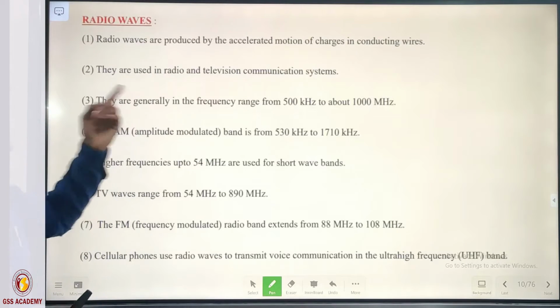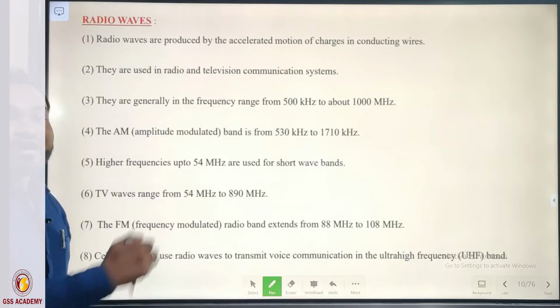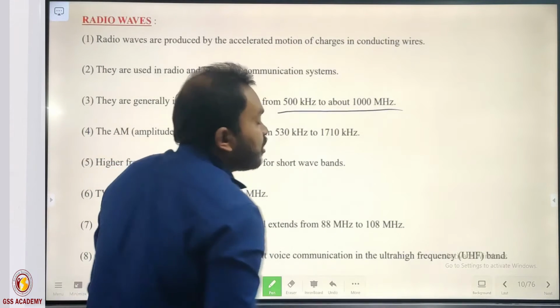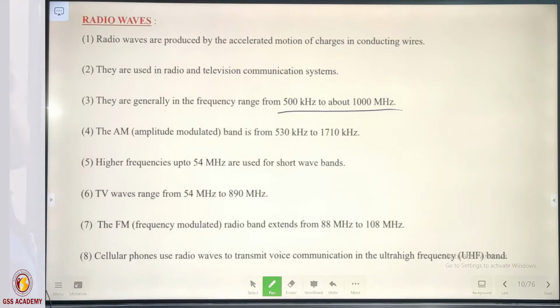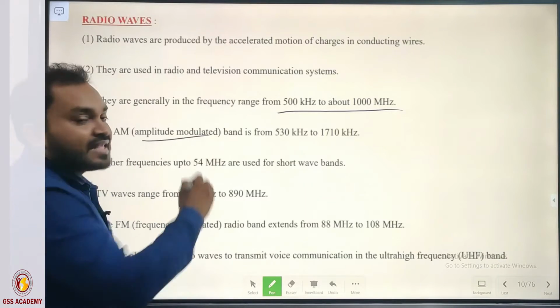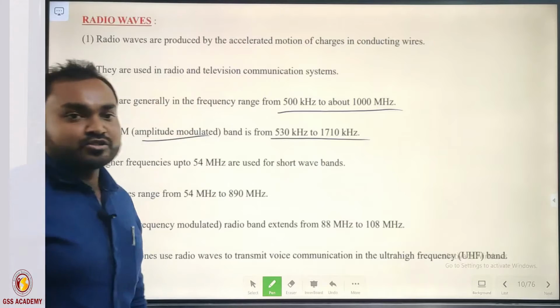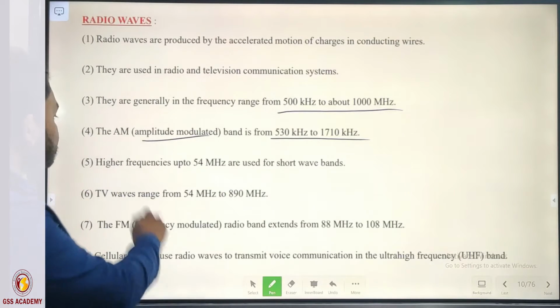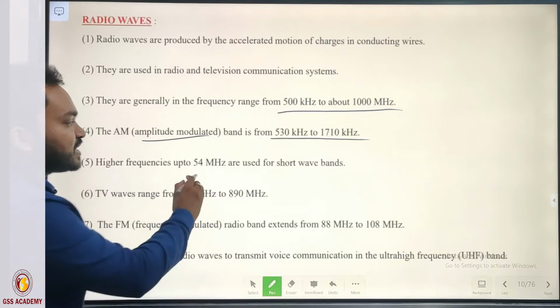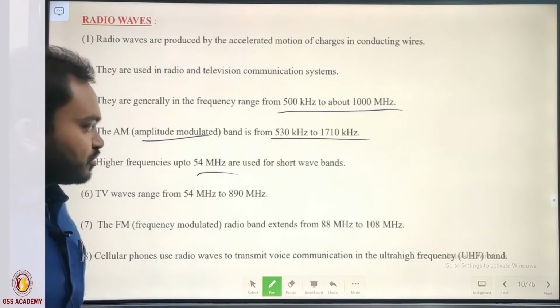They are generally in frequency ranges from 500 kilohertz to 1000 megahertz. The amplitude modulated band, that is called the AM band, is from 530 kilohertz to 1710 kilohertz. The higher frequencies up to 54 megahertz are used for short wave bands.